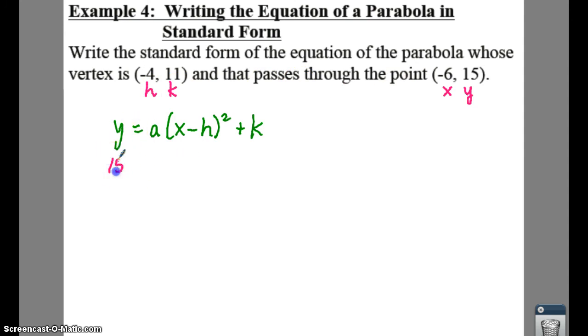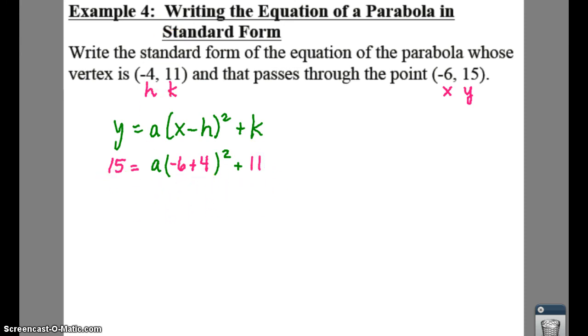So we're going to say 15 is equal to your a, which we don't know yet. And then inside our parentheses, we're going to plug in some numbers. So our x is -6 minus the h. Well, the h is a -4, so this is going to end up being a plus 4. And then we have plus our k, so we're going to say plus 11 on the outside.